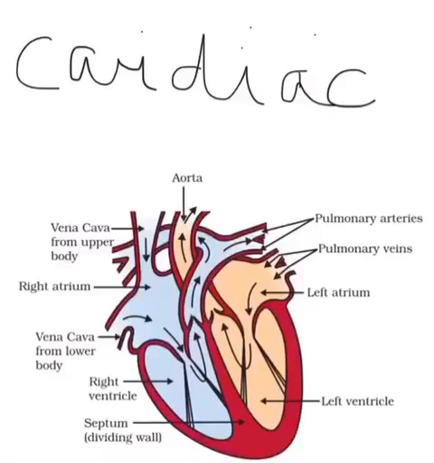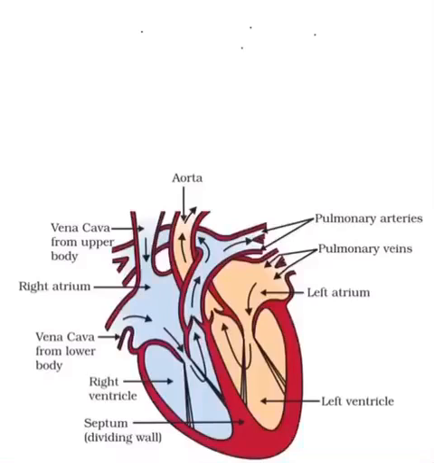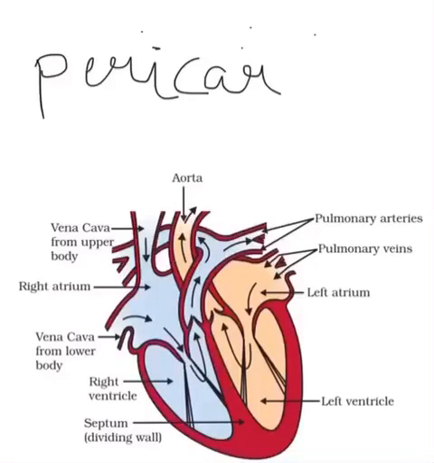If you close your hands to form a fist, that is the rough size of your heart, and it weighs around 250 to 300 grams. It is protected by a thick tissue known as the pericardium. Peri means surrounding. So this thick tissue surrounds the heart and protects it.